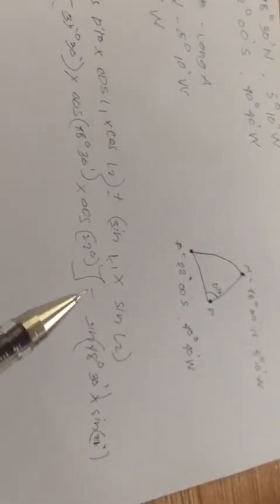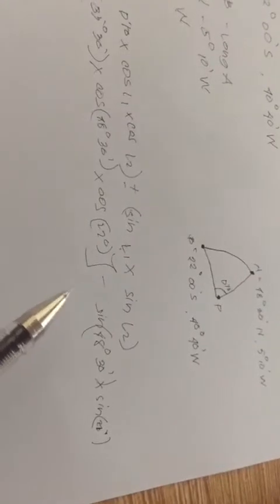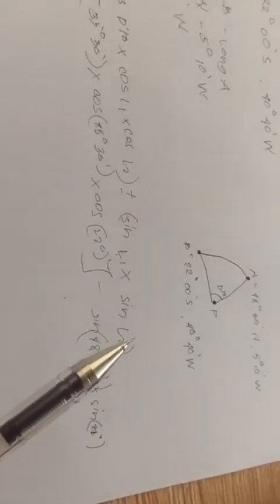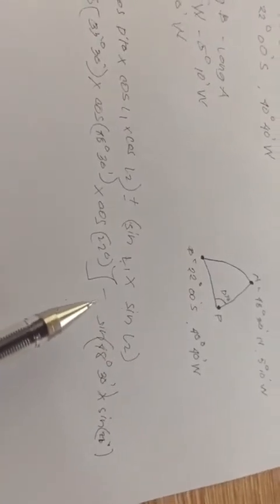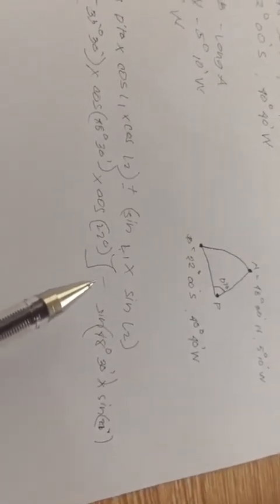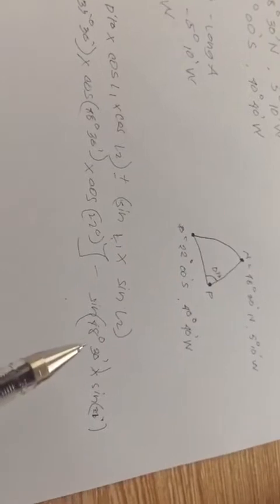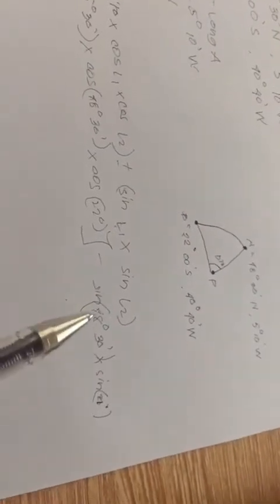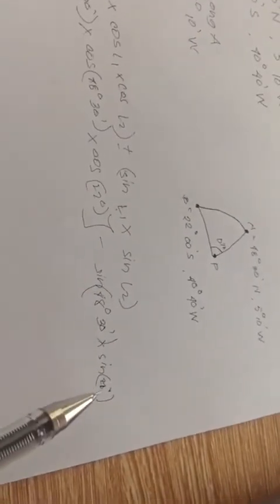We are using subtraction because the rule says if it is crossing the equator, you use subtraction, while if it is not crossing the equator, we use addition. Since it is crossing, we will use subtraction, and subtract sine latitude 1, which is 48 degrees and 30 minutes, times sine latitude 2, which is 22 degrees.